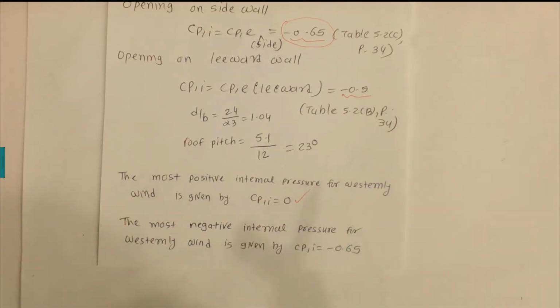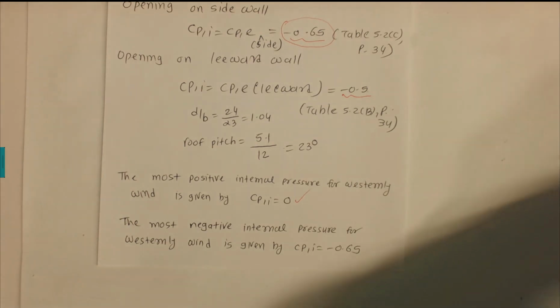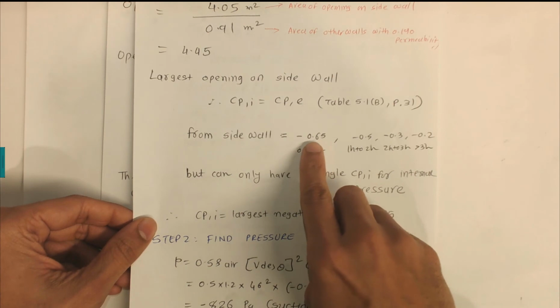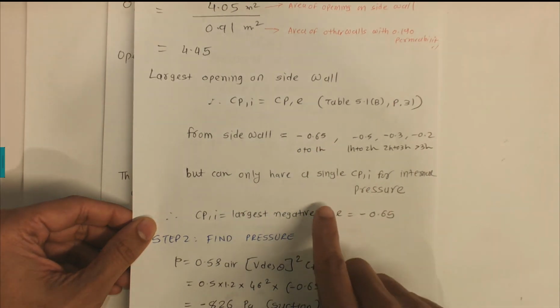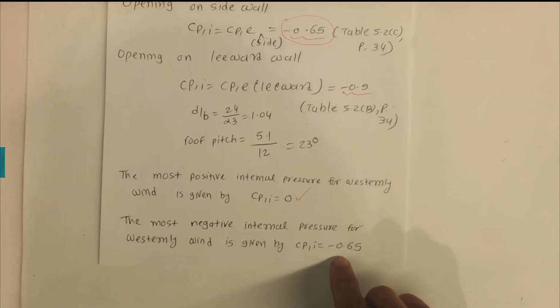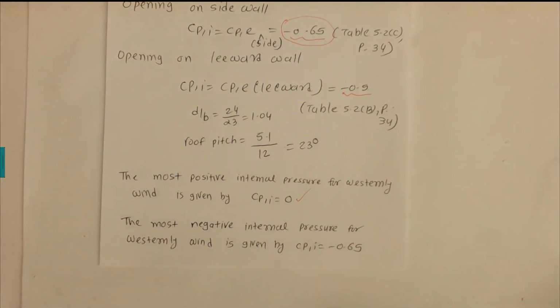So that is just supporting values for the last video, where we calculated CPI. In the last video we calculated the CPI value, the largest negative value, minus 0.65. That's how we obtain minus 0.65. Thank you.